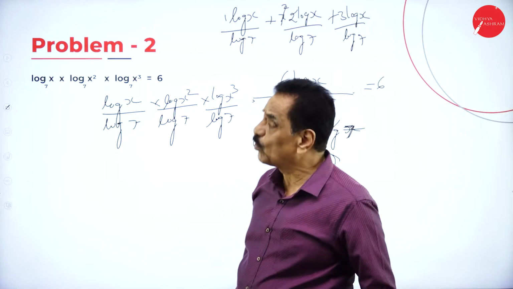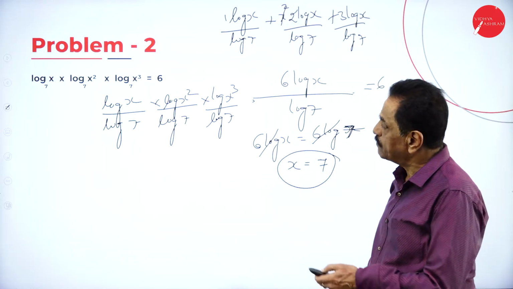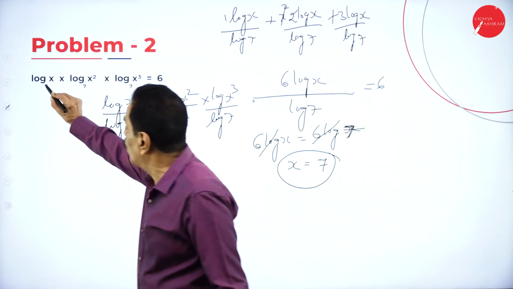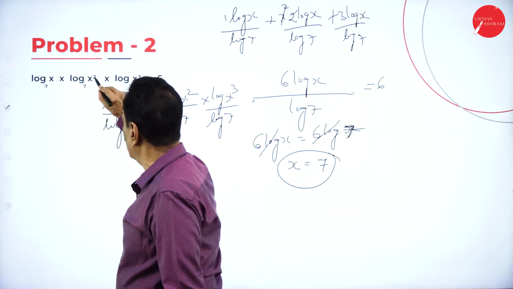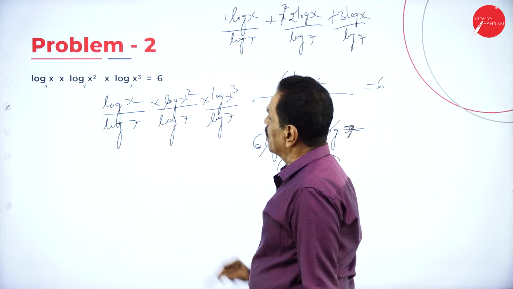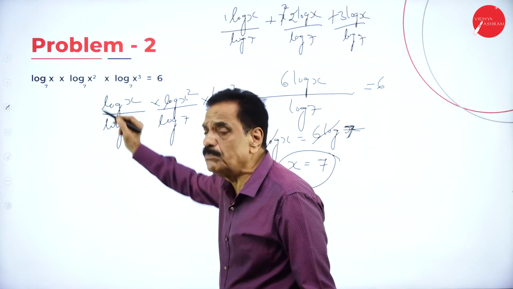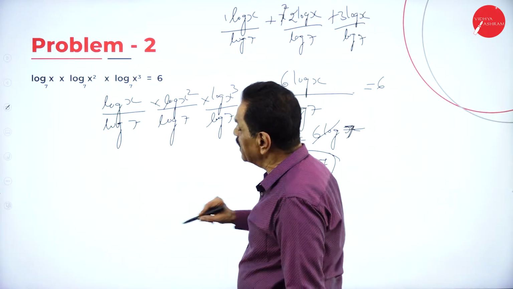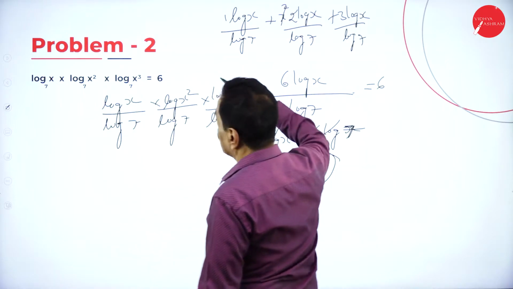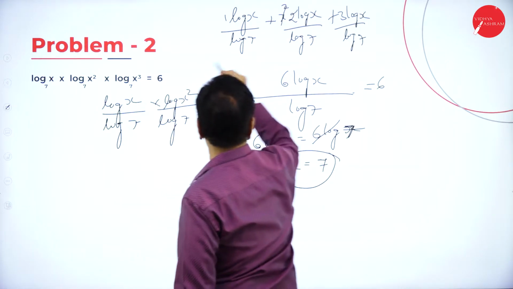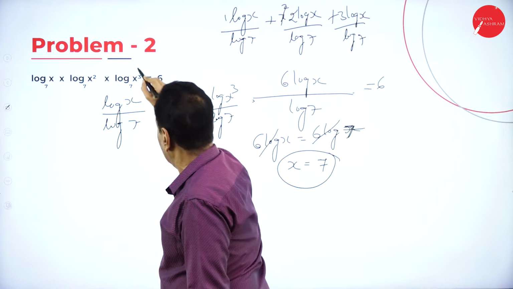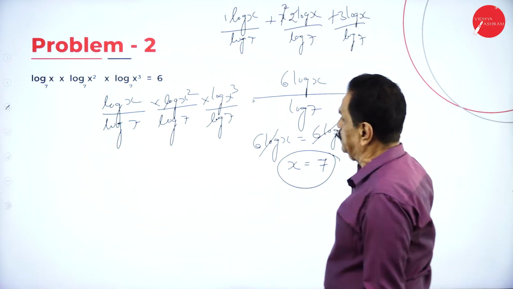Simplification, slowly simplified. I think you understand. Log x divided by log 7, log x squared divided by log 7, log x cubed divided by log 7. So multiplication inside means adding. How have I written it? Log x to the base 7, 2 log x to the base 7, 3 log x to the base 7 is equal to 6.